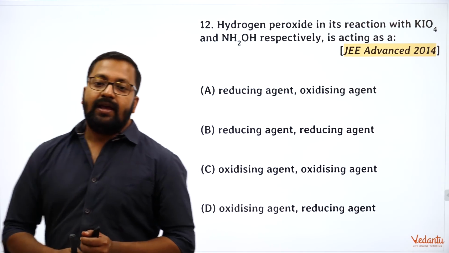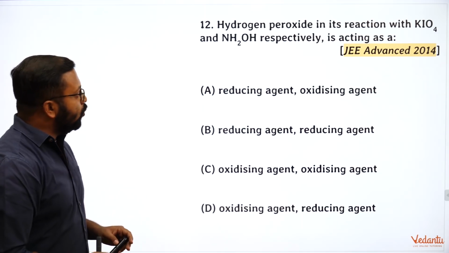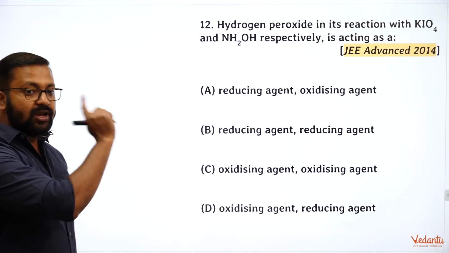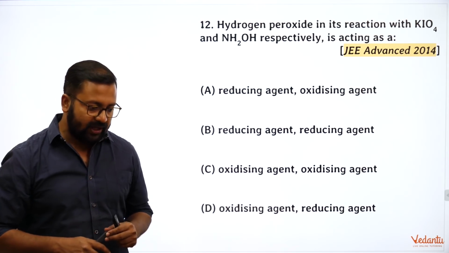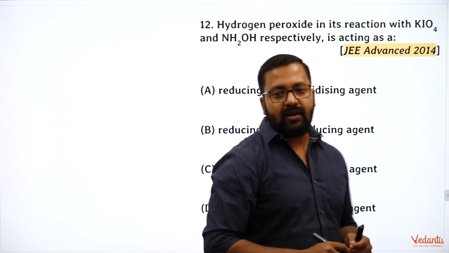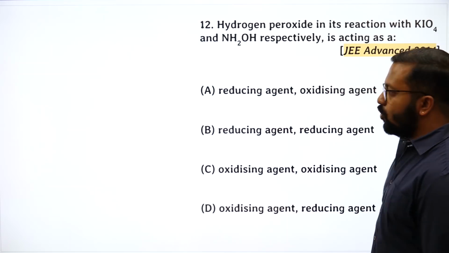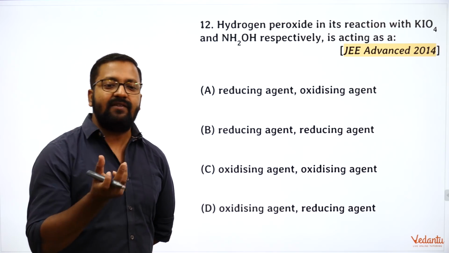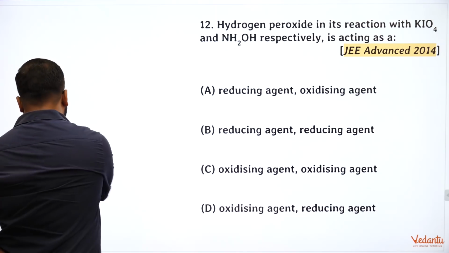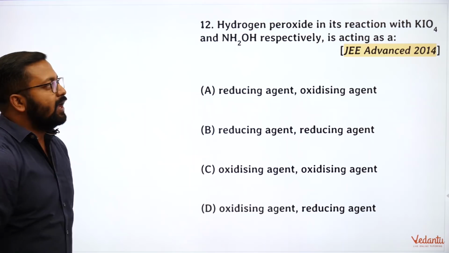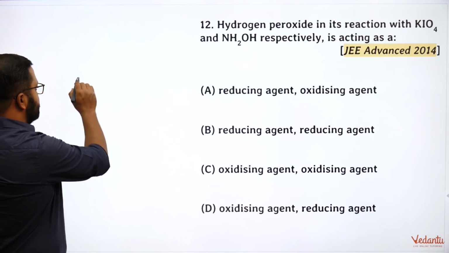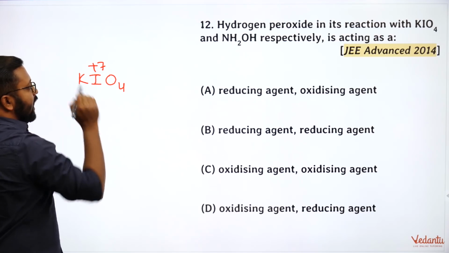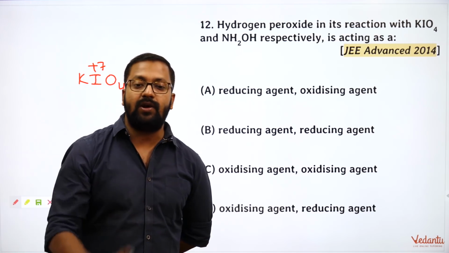Hydrogen peroxide in its reaction with KIO4 and NH2OH respectively is acting as what? It's a JEE Advanced question from 2014, and one thing you can easily identify here. KIO4 has iodine in +7 oxidation state, which is the highest positive oxidation state in which iodine can be present.